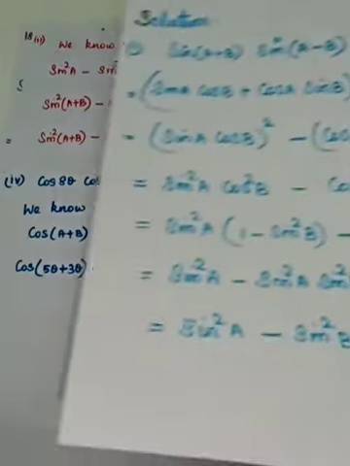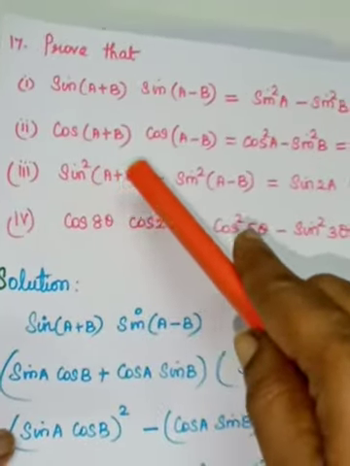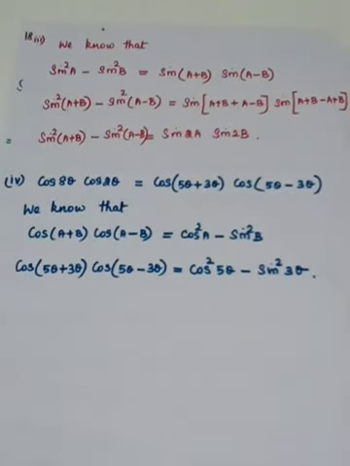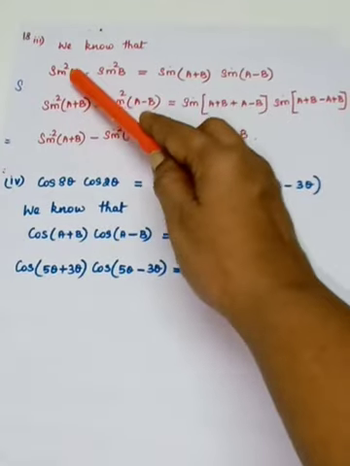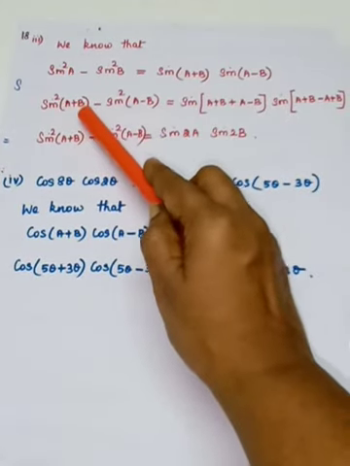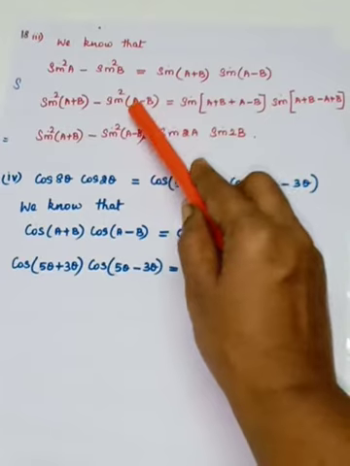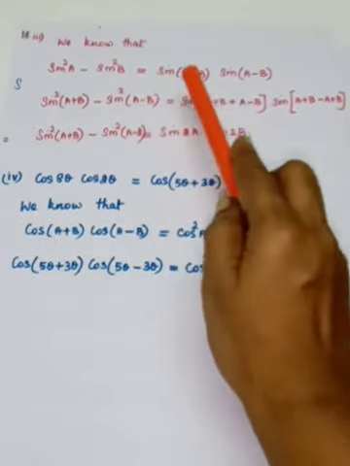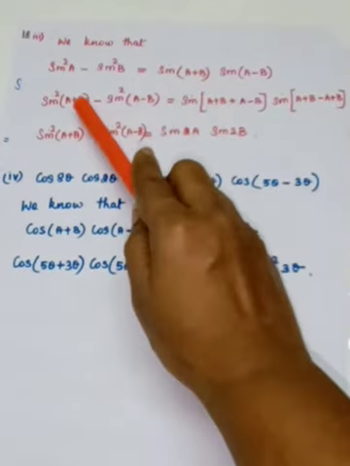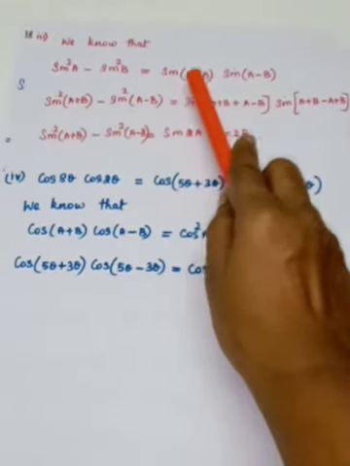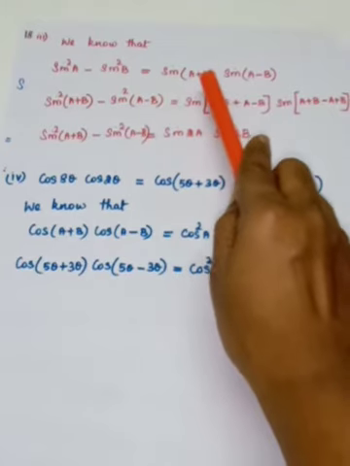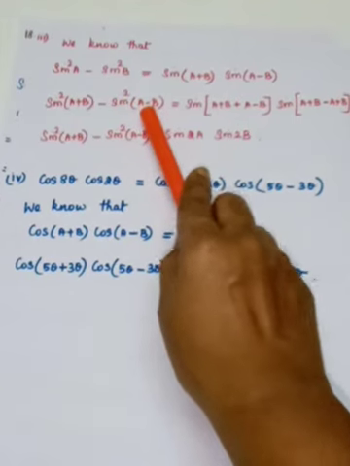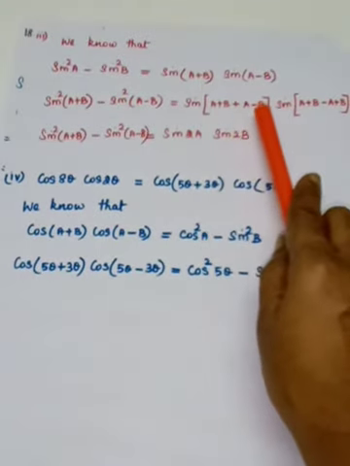What is asked in the third subdivision? Sin squared A plus B minus sin squared A minus B. Okay. See, in the place of A, now you have written A plus B. In the place of B, you have to write A minus B. Okay, so you know this answer. So in the place of A, what you have to write here? A plus B. And in the place of B in this formula, here you are having A minus B. So in the place of B, you have to substitute A minus B.